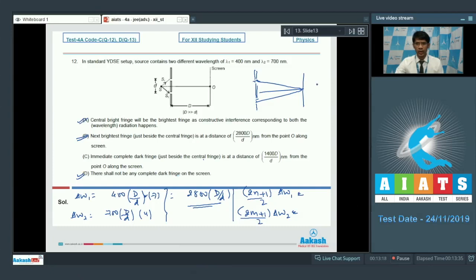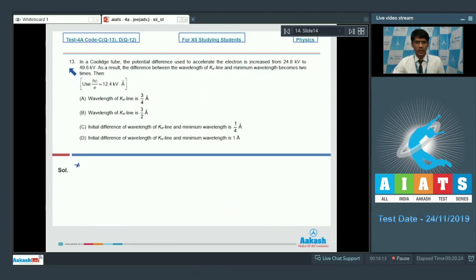Now we shall proceed to question number 13. Here in question number 13, in a Coolidge tube, the potential difference used to accelerate the electron is increased from 24.8 kilovolt to 49.6 kilovolt. As a result, the difference between the wavelength of K alpha line and minimum wavelength becomes 2 times. Use hc by e equal to 12.4 kilovolt angstrom. Here we need to find out what was the wavelength of K alpha line and the initial difference of the wavelength of K alpha line and minimum wavelength.